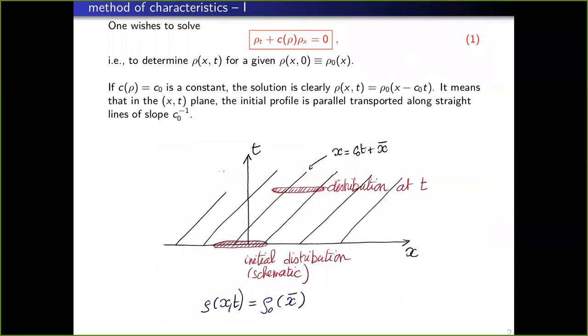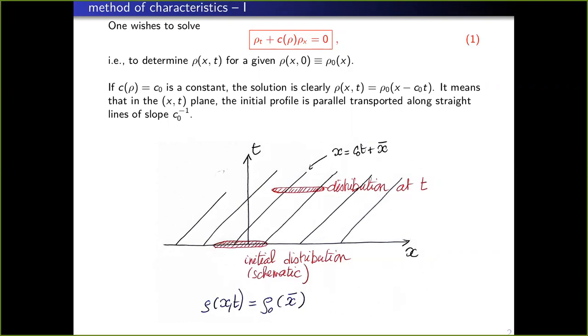Let us proceed. So remember, we aim at solving this nonlinear advection equation, rho t plus c of rho sub x equals 0. And by solving, we mean determine rho as a function of x and t for a given initial rho naught of x, initial distribution.